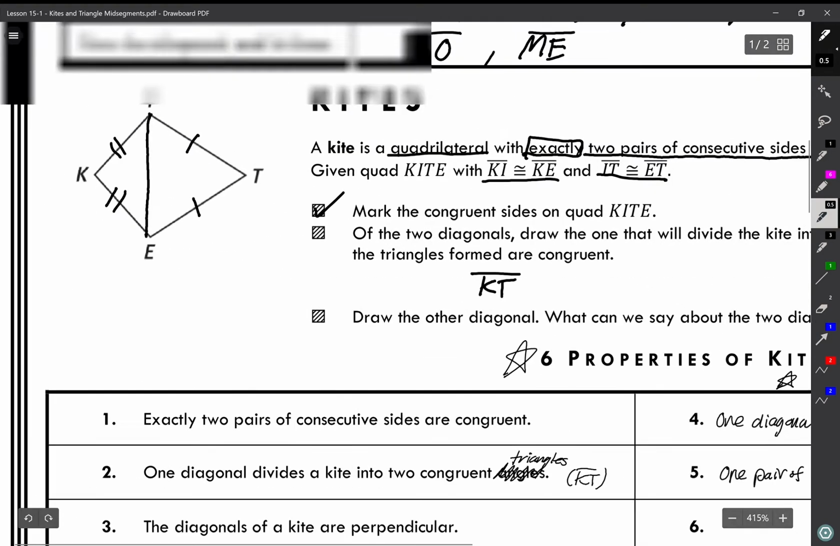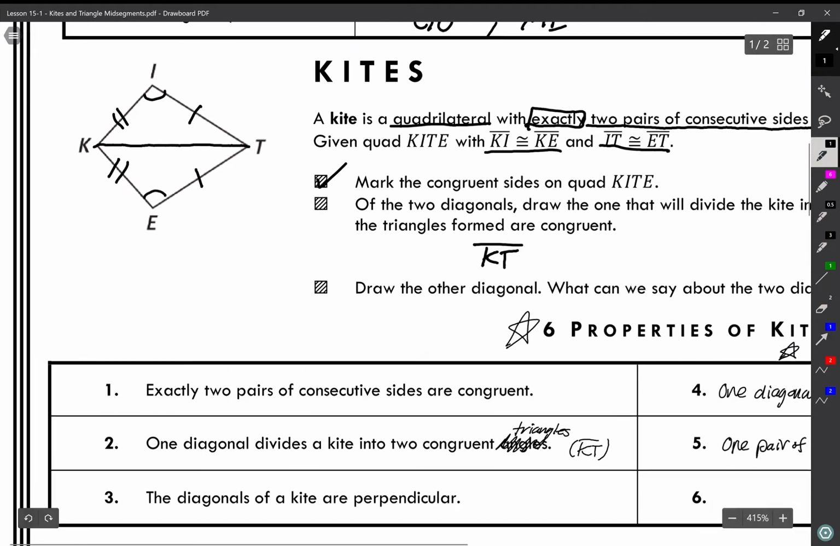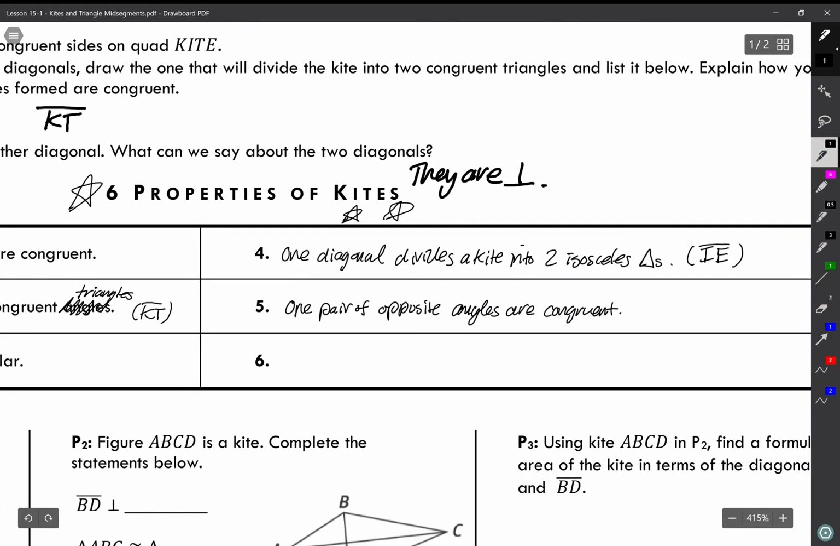All right, so let's look at what we got here. So I'm going to either guess it's K and T or I and E. If we remember correctly, when we drew the other diagonal, we were left with two congruent triangles, right? And we said they were kind of just a mirror image of that line. So that means the pair of opposite congruent angles right here are going to be angle I and angle E. So angle I is congruent to angle E.